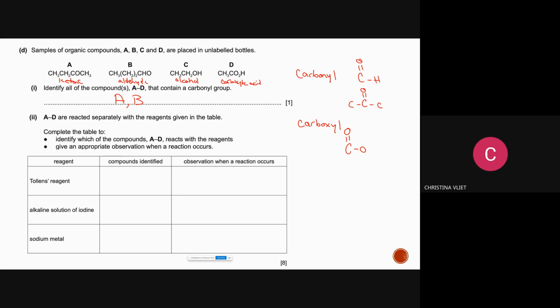All right, Tollens' reagent. That was the silver mirror. So I think you all got that you get a silver mirror from that. And the compounds identified specifically with Tollens' reagents: only aldehydes. Only aldehydes. So once you've identified what your aldehyde is, you know your answer must be what?